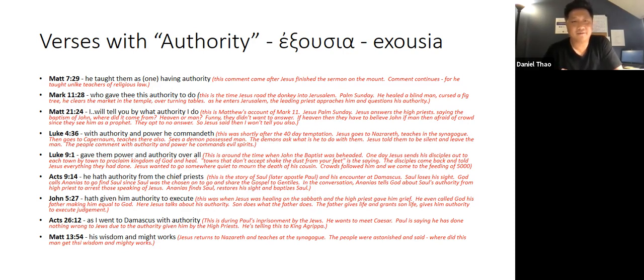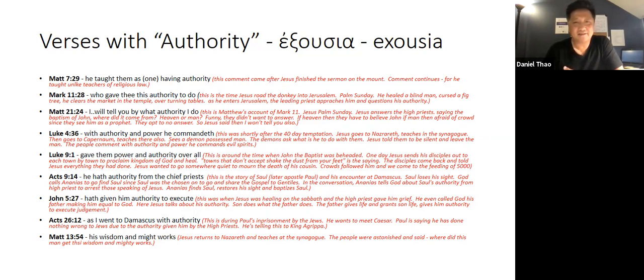And then the next one: he has given him authority to execute judgment. I think it was Paul. This was when, no, oh, this is Jesus, right? So this is talking about Jesus. Same issue, same conversation as with the high priest. And he even called God his father, right? Making himself equal to God. And then here Jesus talks about authority, and it says Jesus has the authority to execute judgment on people, right?